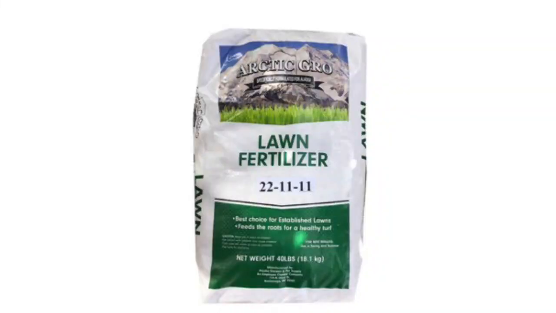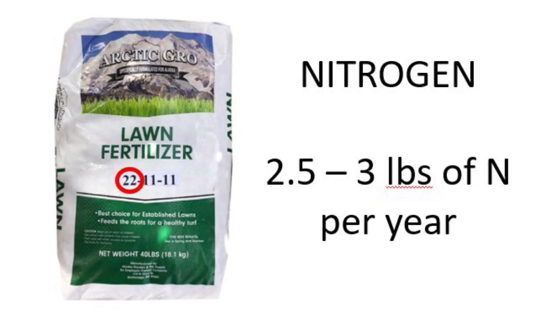All lawn fertilizer has 3 important numbers printed on the back. These are the percentages of nitrogen, phosphorus, and potassium. The first number is the percent nitrogen. Healthy Colorado lawns need about 2.5 to 3 pounds of nitrogen per year.